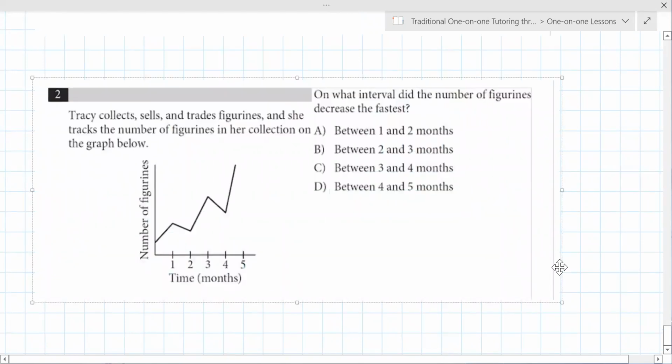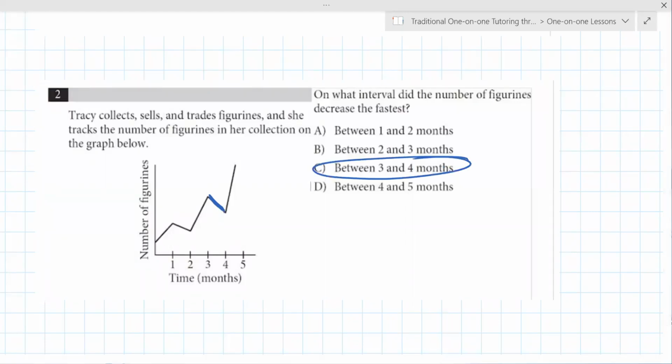On what interval did the number of figurines decrease the fastest? What interval did the number of figurines decrease the fastest? Okay, so I'd say 3 to 4 months. Decreased or increased? Decreased. Yep. 3 to 4. You got it. Perfect.